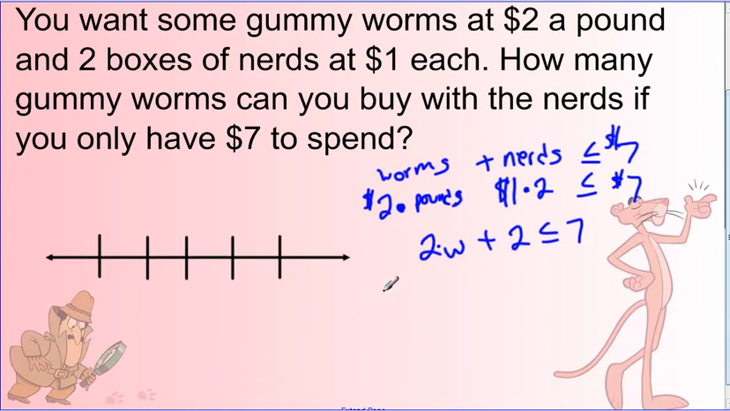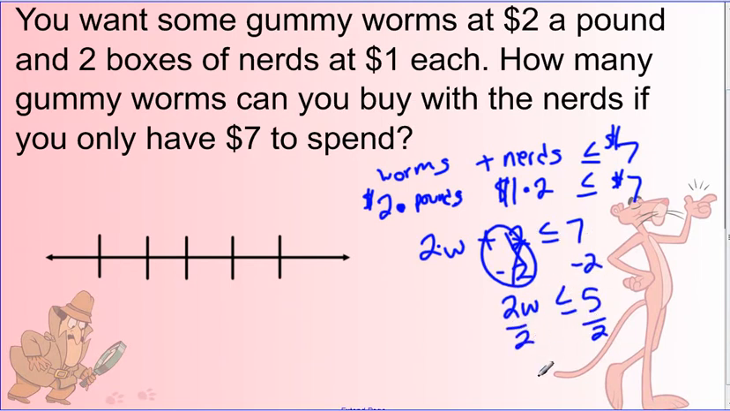If we solve this guy, we got ourselves an answer. So we subtract 2 on both sides. 2W, these cancel, is 5. Divide by 2, divide by 2. W is less than or equal to 2.5. So I can buy anything less than or equal to 2.5 pounds of worms and spend less than my $7.